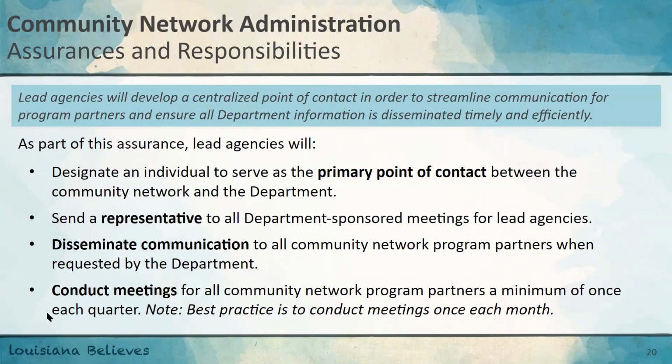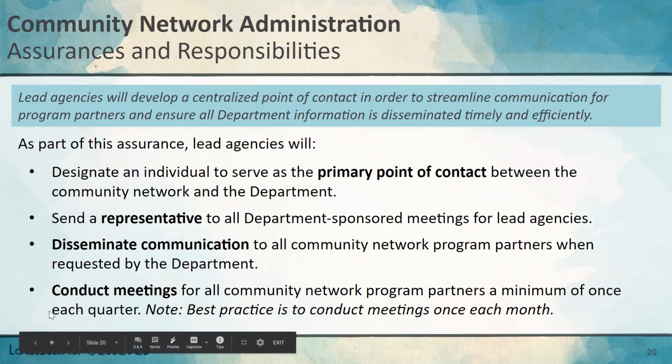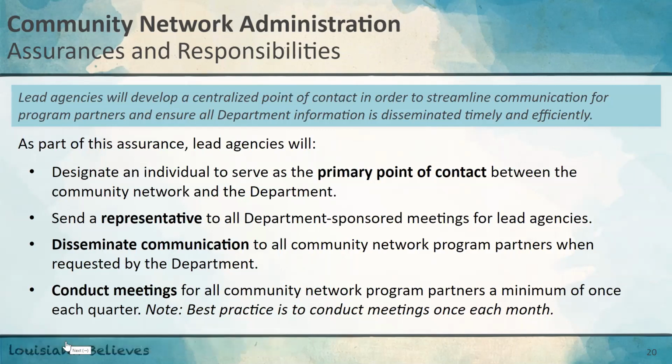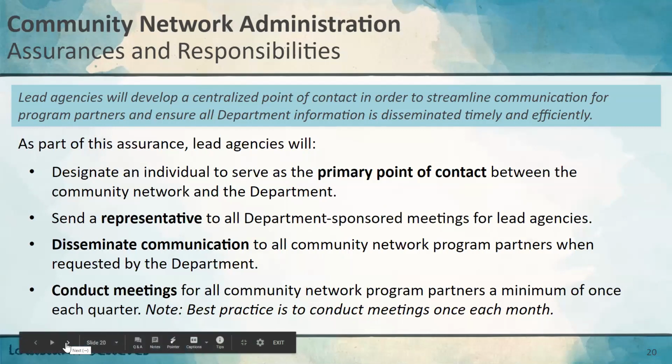Lead agencies will also need to disseminate communication with program partners when requested by the department. And the last thing here is to conduct meetings for all community network program partners. And it says a minimum of once each quarter, but a note here is that best practice is to conduct these meetings once a month. There are other ways to facilitate communication within your network, including newsletters, emails, follow-ups, and things such as this, but the primary idea here is to streamline communication with your partners. Next slide.